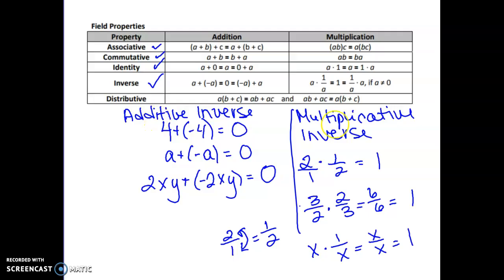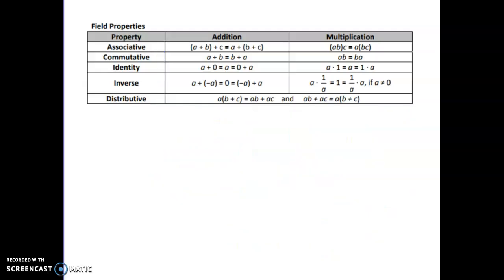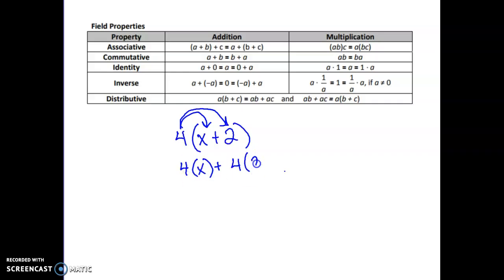So we have the additive inverse and the multiplicative inverse. And then the distributive property. If we have a number outside of parentheses, say 4 times x plus 2, I'm taking the number on the outside and multiplying it by every term on the inside of the parentheses. So this would be 4 times x plus 4 times 2, which becomes 4x plus 8.